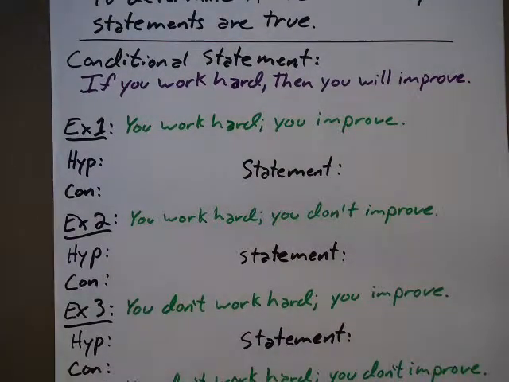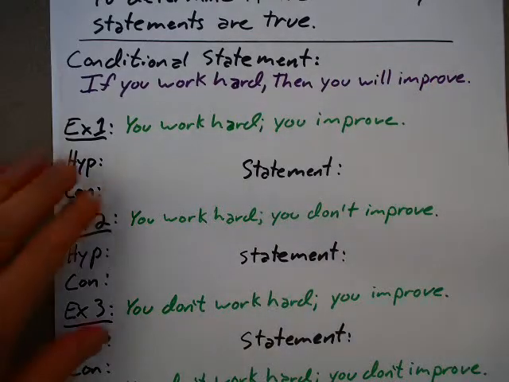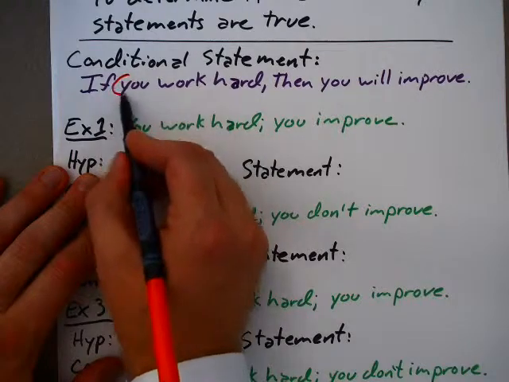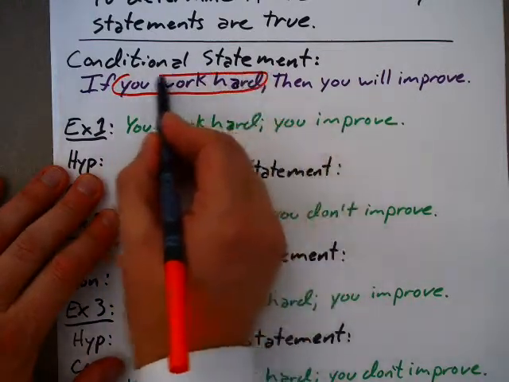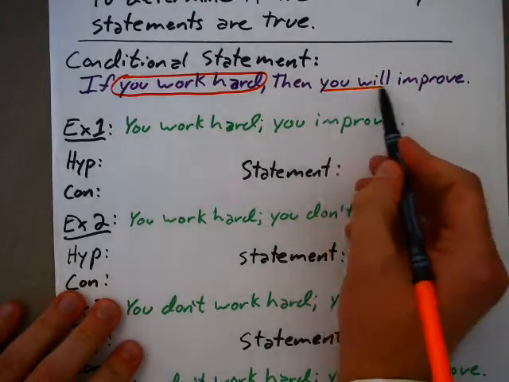There we go. And in a homework problem or on a test problem, it would say determine the truth value of the following statements for each set of conditions. So first thing we need to do is determine the hypothesis and the conclusion. In our statement, if you work hard, then you will improve. So we should know that our hypothesis, and we're getting pretty good at this, is you work hard. And our conclusion is you will improve.